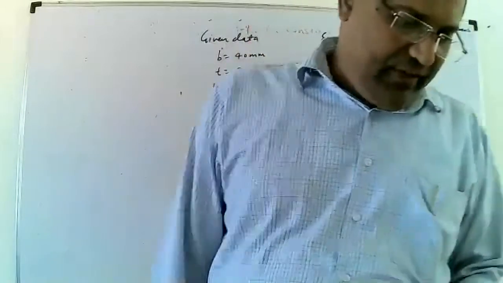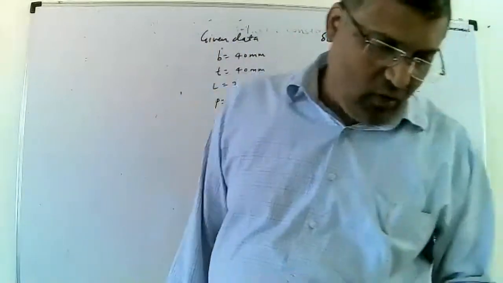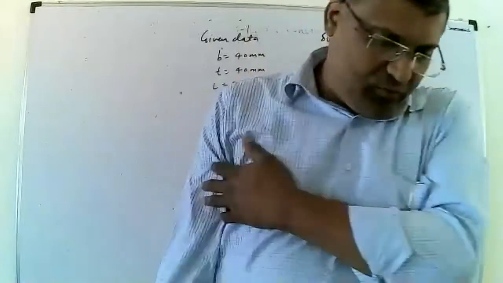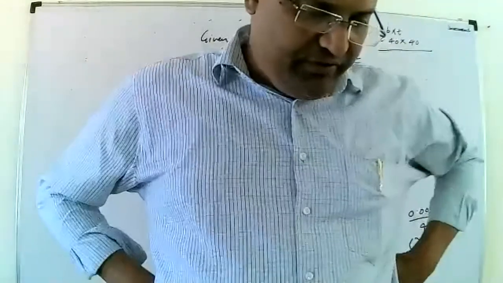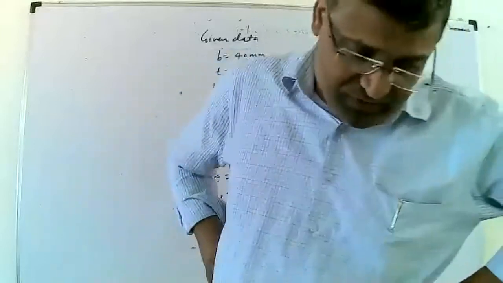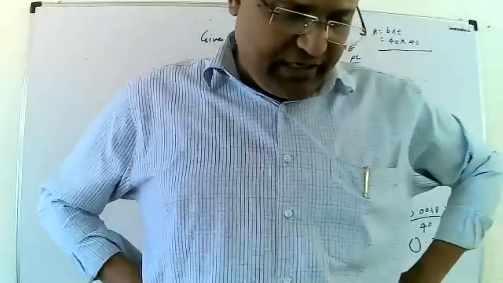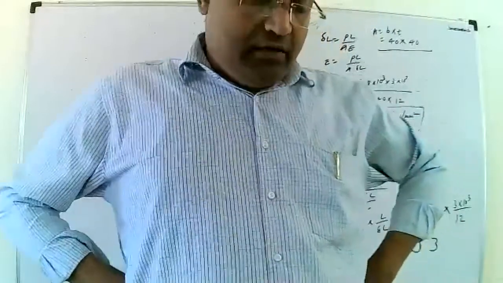We take the next problem. A steel flat 30 mm by 15 mm and 2.8 meter long is subjected to an axial pull of 58 kilonewton. If E is equal to 2 into 10 raised to 5 Newton per mm square and mu is equal to 0.30, calculate volumetric strain and change in volume.